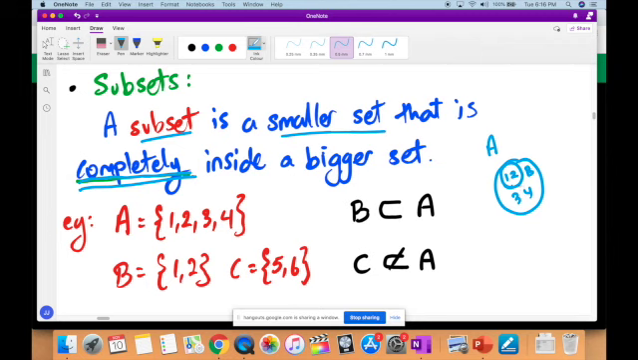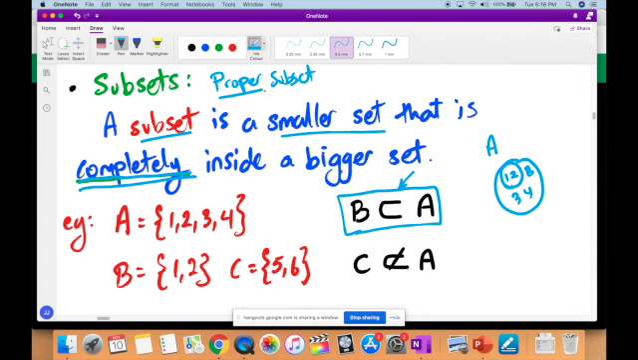So notice how B is totally inside of the set A. So we could say that B is a subset of A, and this is how we write that. Now this particular symbol stands for a proper subset.